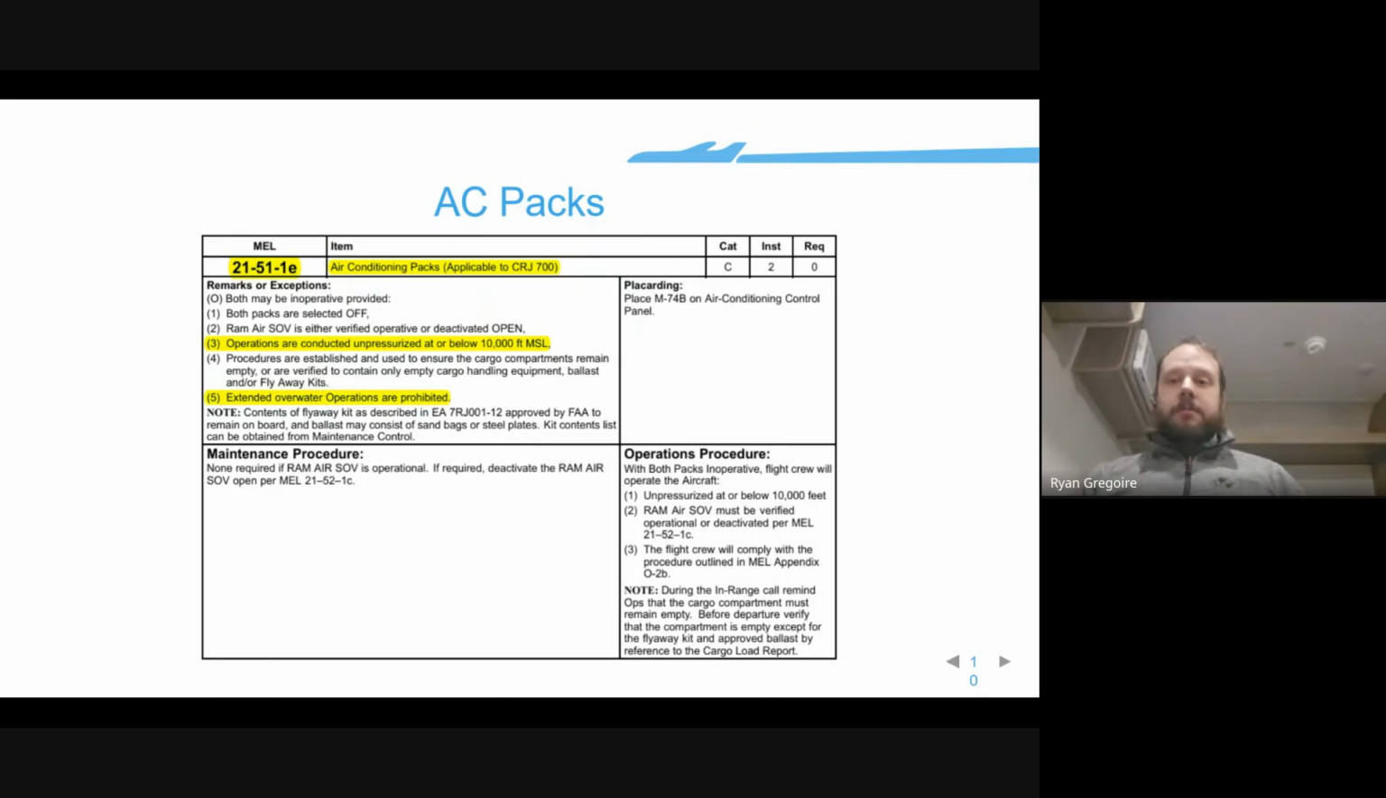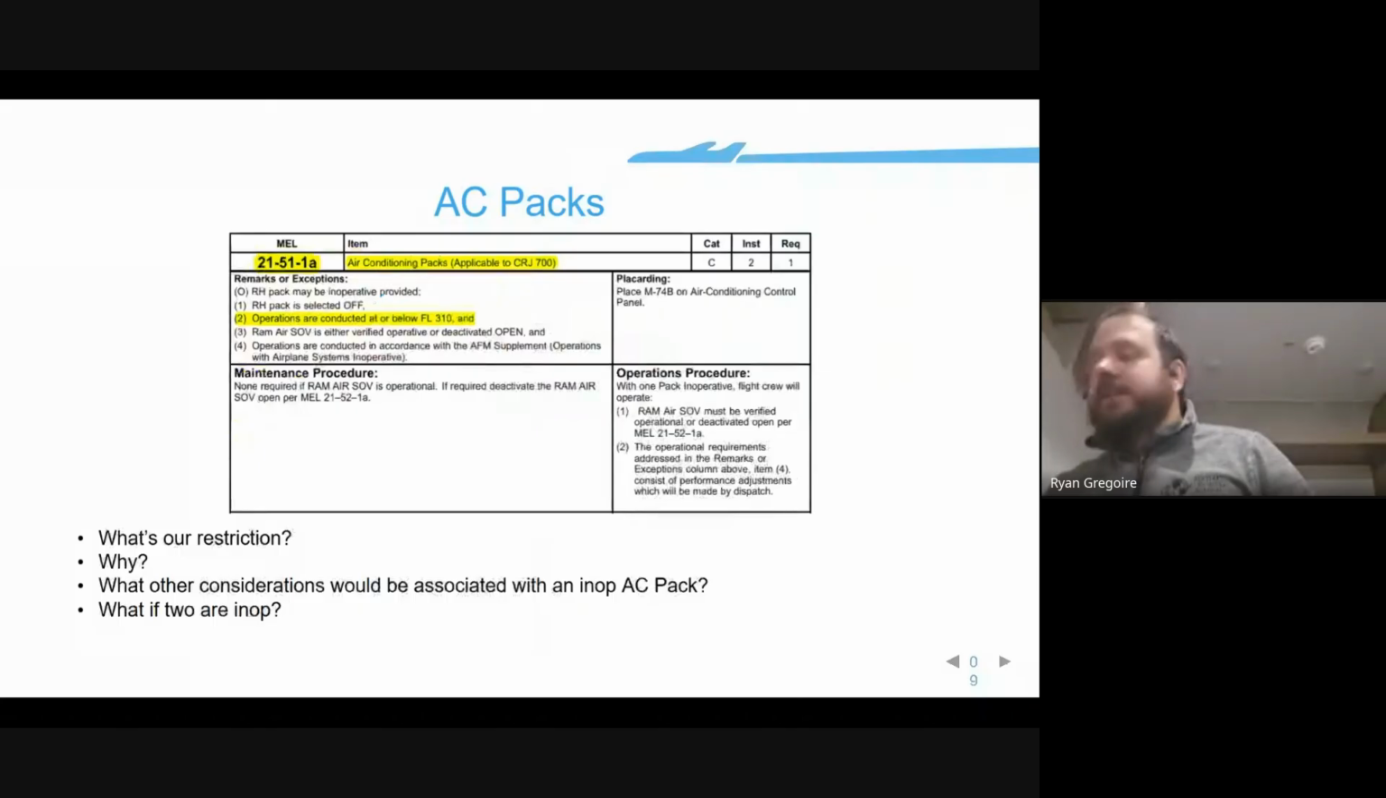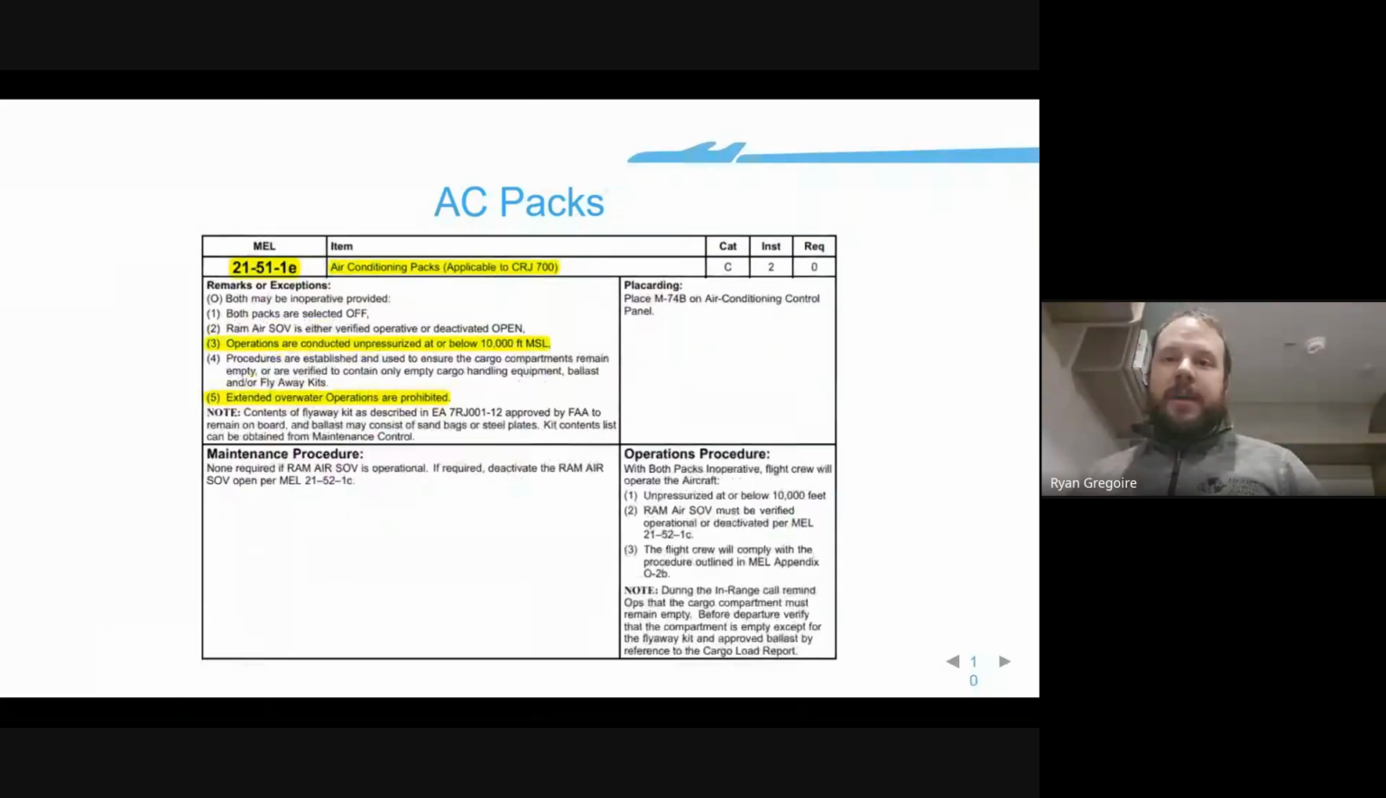And we see this here. Crew calls into maintenance control, says, hey, we have an inoperative AC pack error on the flight deck. Mechanic comes back out and says, oh, look, both are broken. Now we have to go to 21-51-1 Echo as opposed to 21-51-1 Alpha. And we have to fly under these limitations as opposed to just at or below flight level 310.